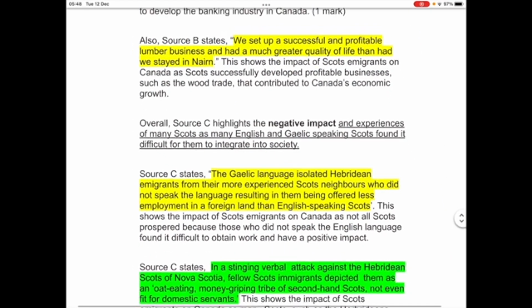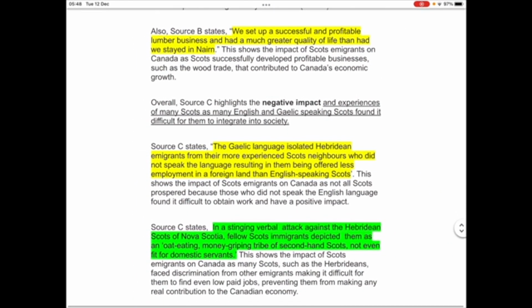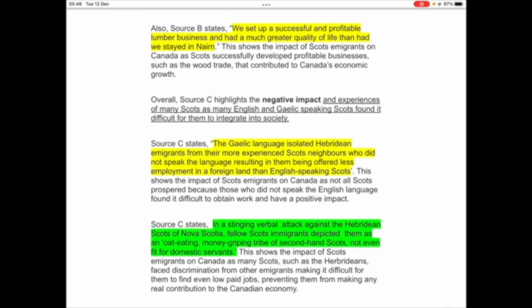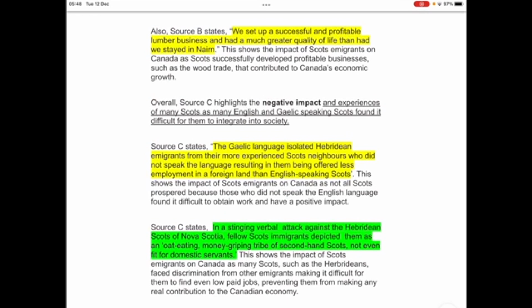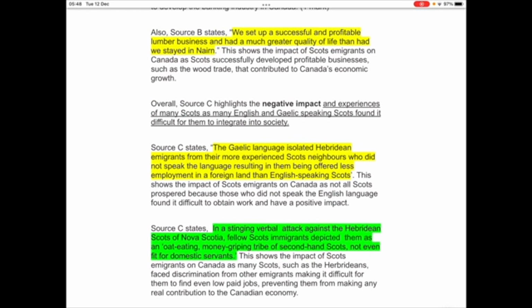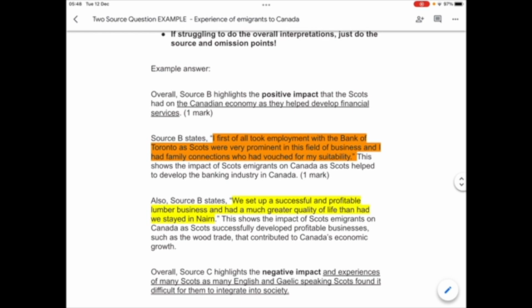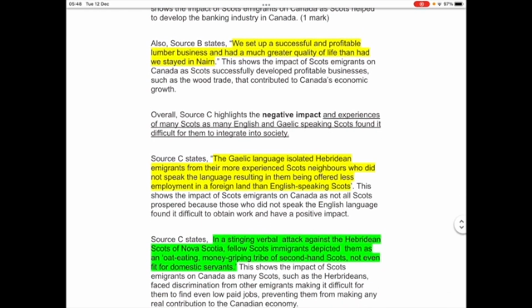So just like I did with source B, I then look at an overall statement for source C. I structure it exactly the same. I say overall, source C highlights the more negative impact and experiences of many Scots, as many English and Gaelic speakers found it difficult to integrate into society. So I'm summarising that overall view of the source. And then just as I did for source B, I take a point from the source and I provide interpretation. I put it into my own words once I've copied the sentence from the source. So at this point, I would have 6 out of 10 in my answer. I've got 3 source points from source B, and then 3 source points from source C.